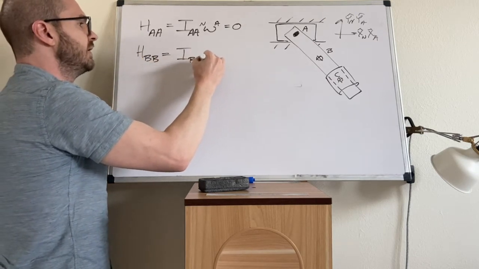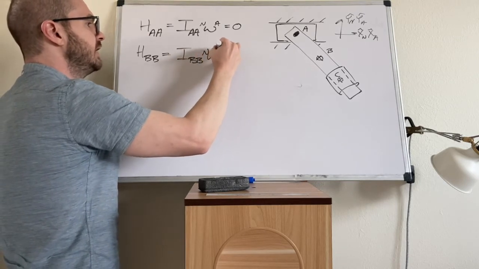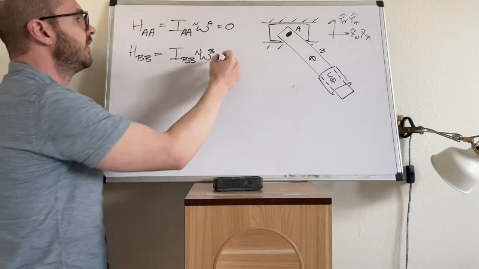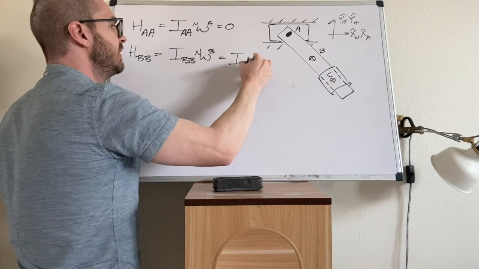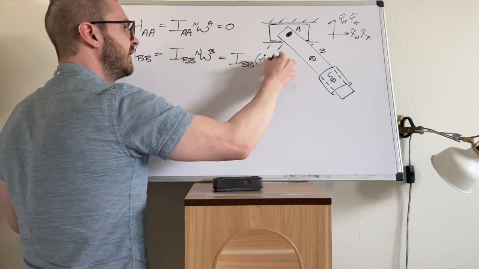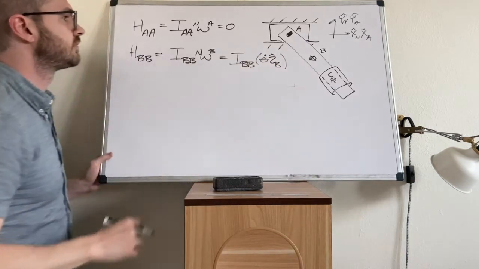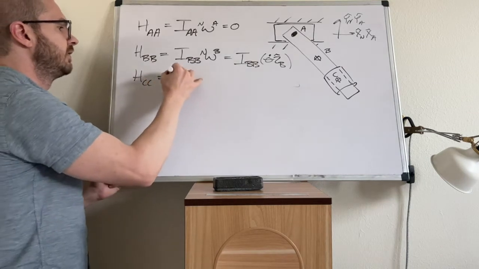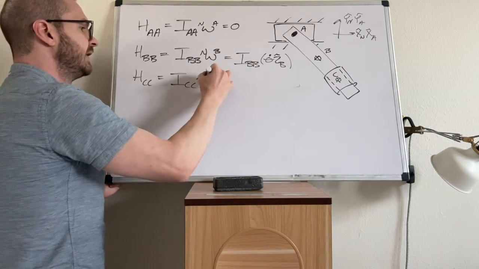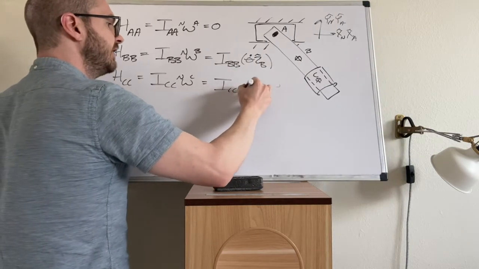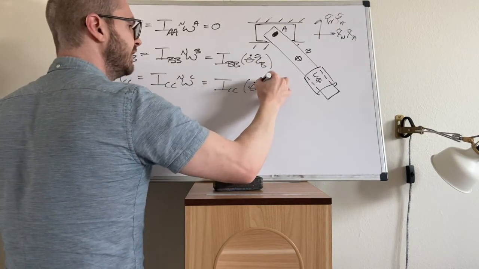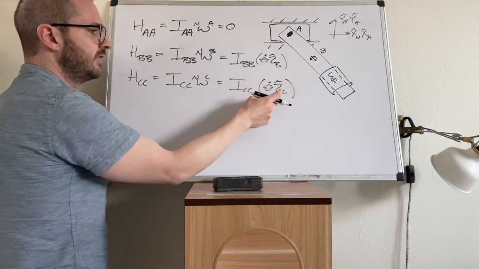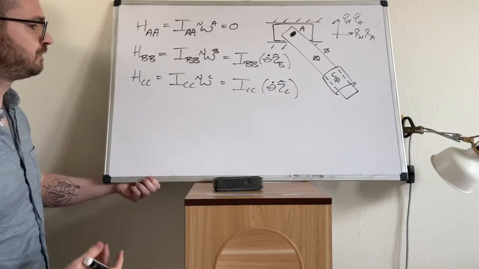Next, angular momentum of B about point B. This is IBB times omega N to B. This time, we do know that omega N to B does exist. This is going to be IBB times, and we can bring in the theta dot ZB. Next, HCC. This is ICC, omega N to C, so ICC times theta dot ZC. And you can see that I'm changing these. I did ZB for this one and ZC for this one. We know that it's the same thing in this problem.